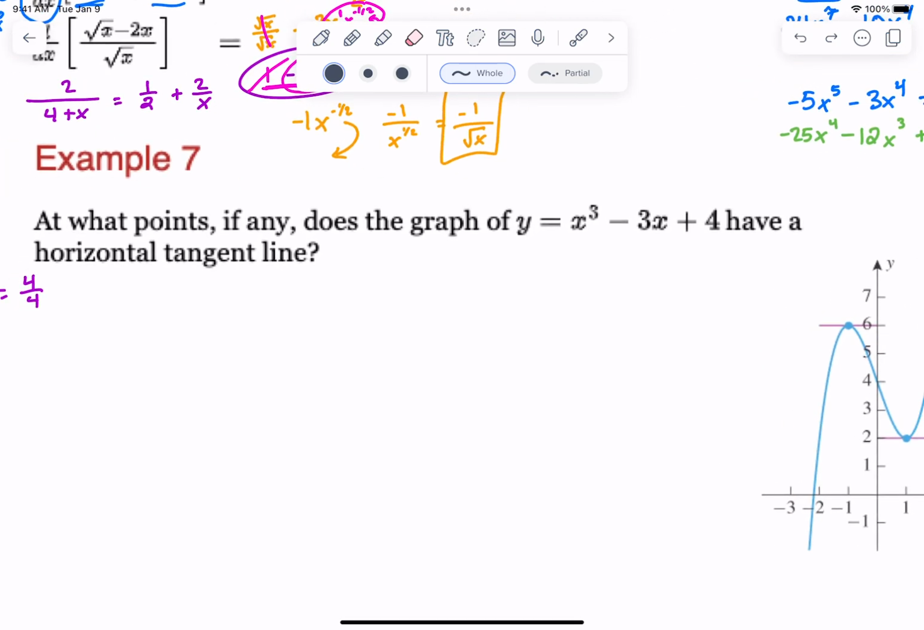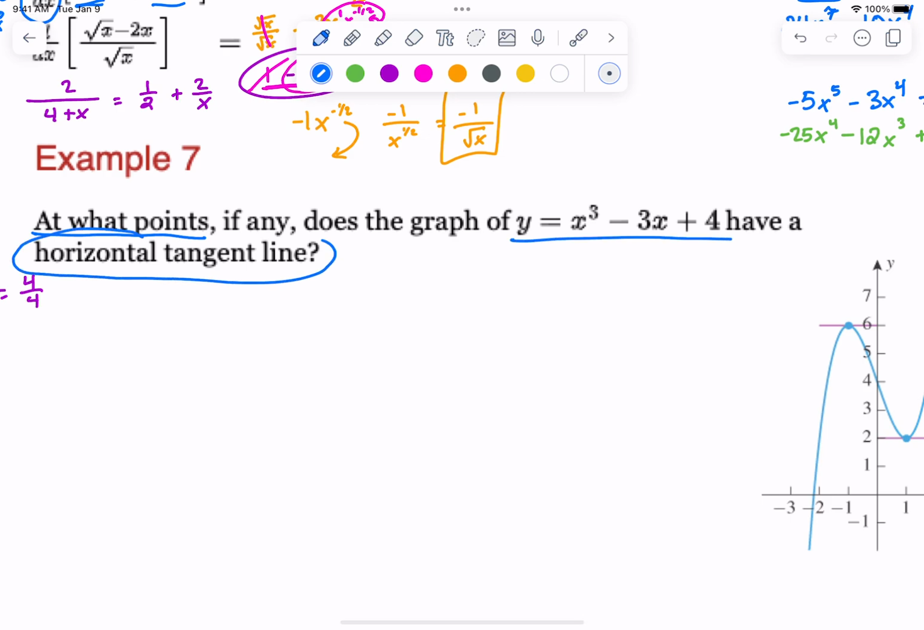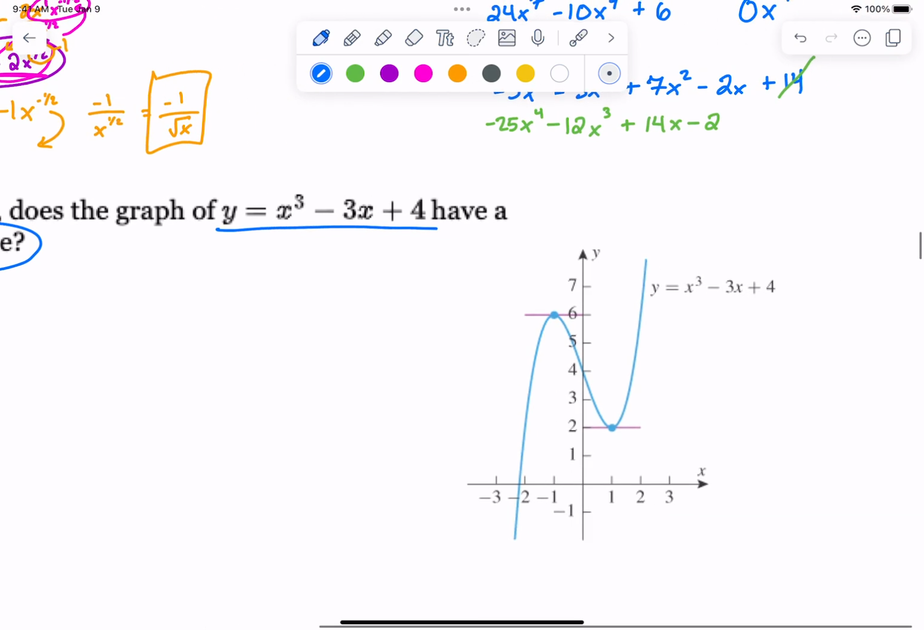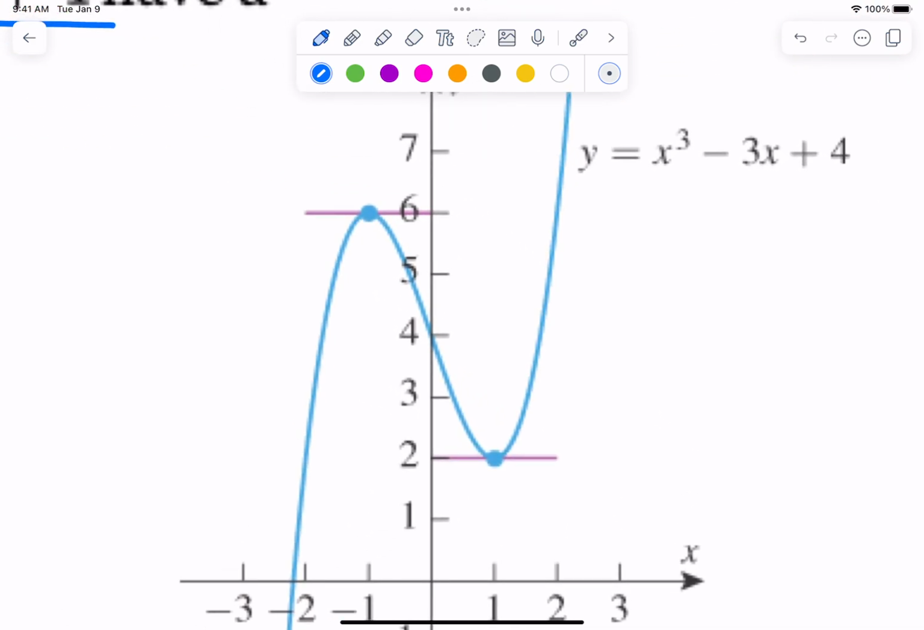Okay? All right, this says: at what point or points, if any, does this graph have a horizontal tangent line? Horizontal tangent line. I'm going to cheat and look at the graph. Then what do you do? Horizontal tangent line.